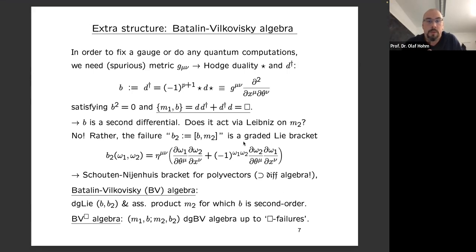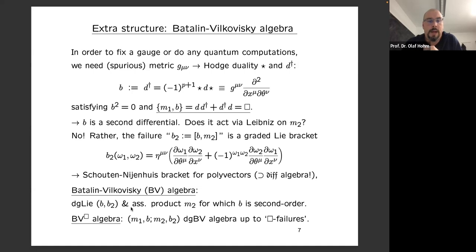Okay, so what is this weird thing? You have a product M2, it's associative. You have a differential B, but it does not act via the Leibniz rule. In fact, you can check that B acting on B2 acts by the Leibniz rule. On the bracket B2, which you think of as a Lie bracket, B acts by the Leibniz rule. So that means that B and B2 together form a differential graded Lie algebra as just defined.